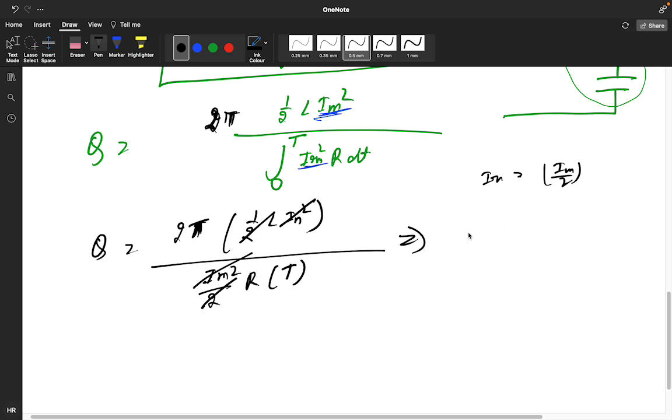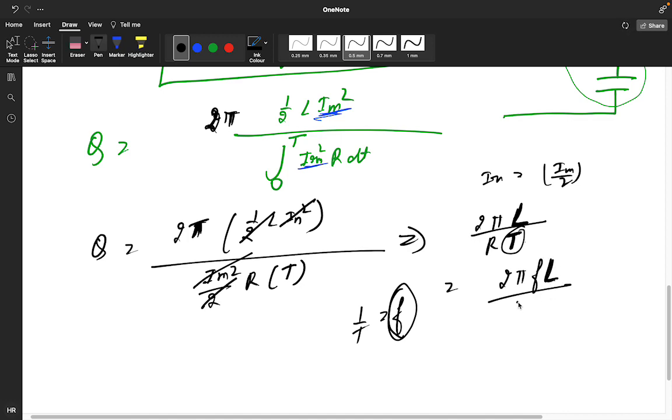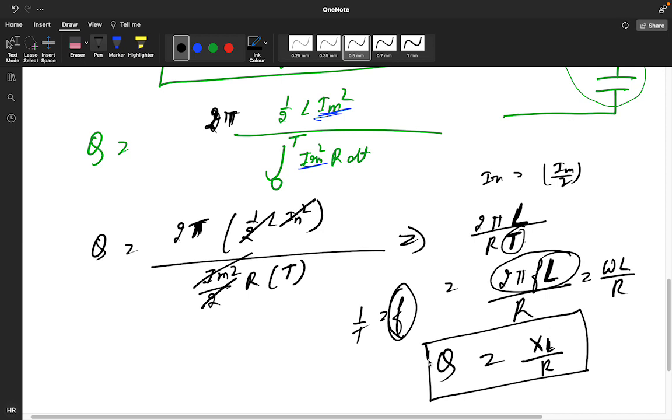Now 2 pi into L divided by R into T. So 1 upon T is your frequency, so I am putting it upside. 2 pi F into L divided by R. This means omega L by R, that is XL by R. So this is the actual quality factor formula.